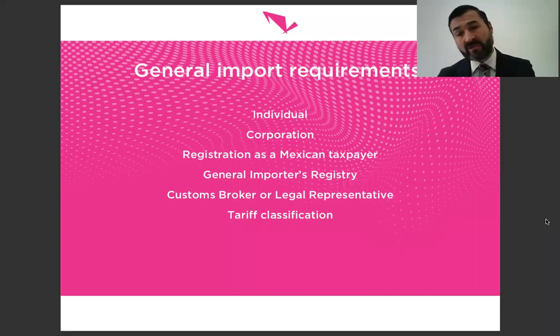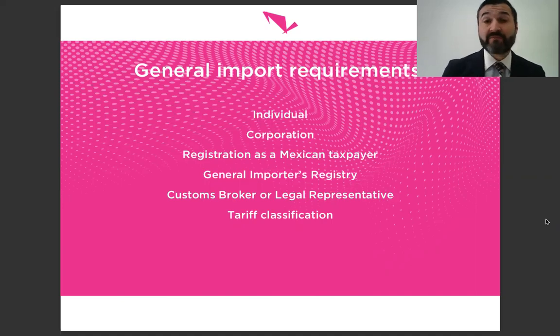Pros and cons. Responsibility is a big issue here, and also when dealing with sensitive goods or sensitive products such as cannabis products. The other super important requirement is the tariff classification. In Mexico, import requirements, this means non-tariff regulations and restrictions, and I will explain that a little bit further. And also duties are paid or complied with based on the tariff classification.